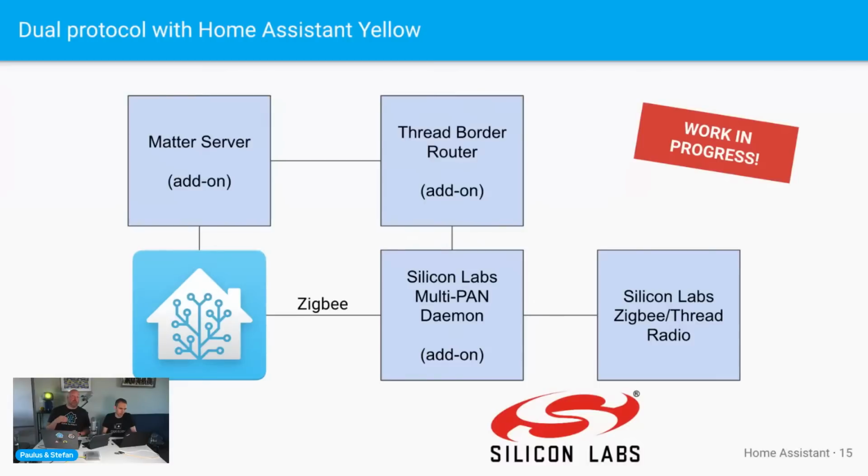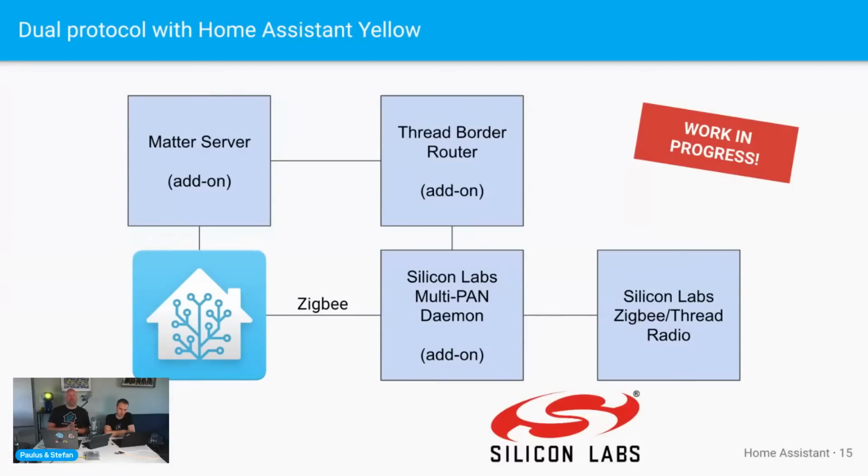Now, this is a work in progress. We rely on source code from Silicon Labs. There is a generally available release, just released last week, but we already found some issues, so we're still working on this. So if people are getting their Yellow next month, this will not be available.